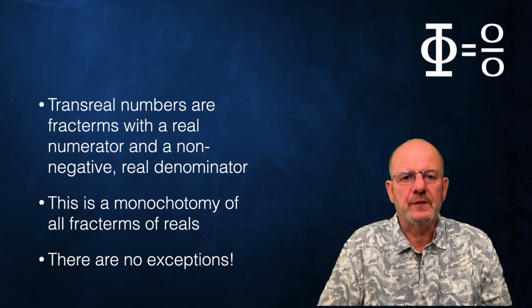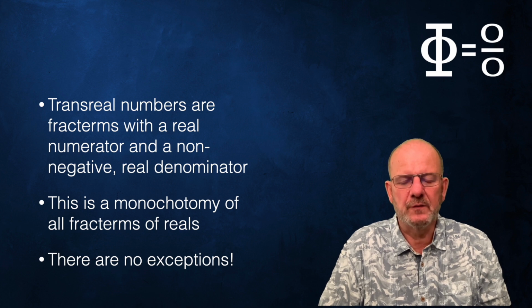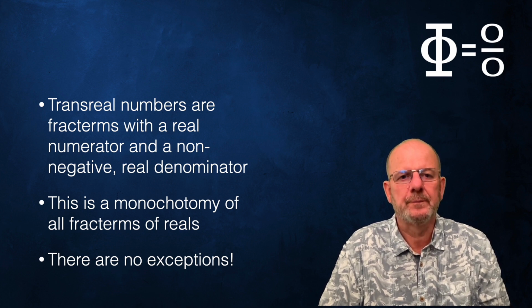Transreal numbers are fracterms with a real numerator and a non-negative real denominator. This is a monocotomy of all fracterms of reals. Every fracterm of real numbers is a transreal number, and there are no exceptions.